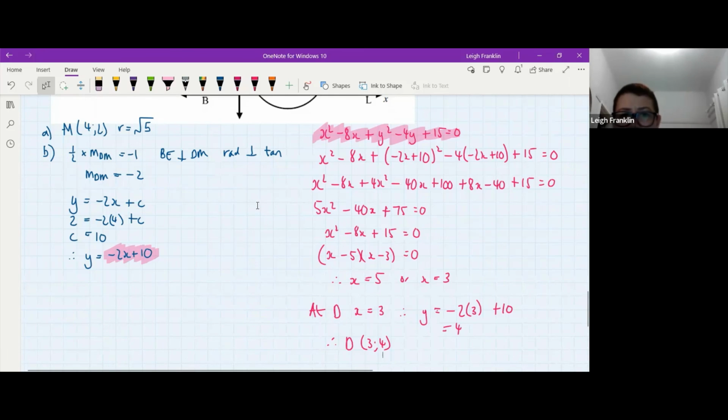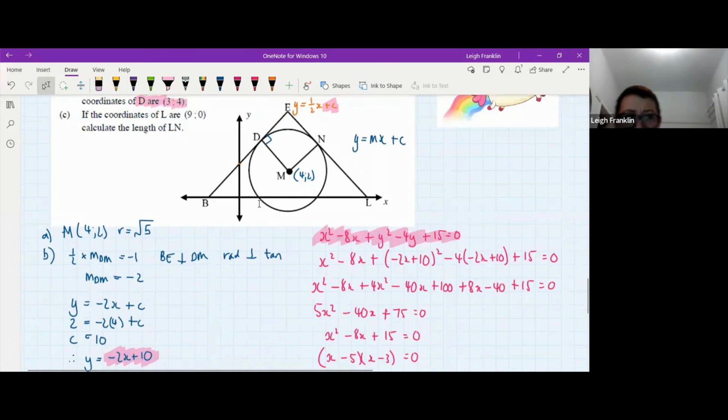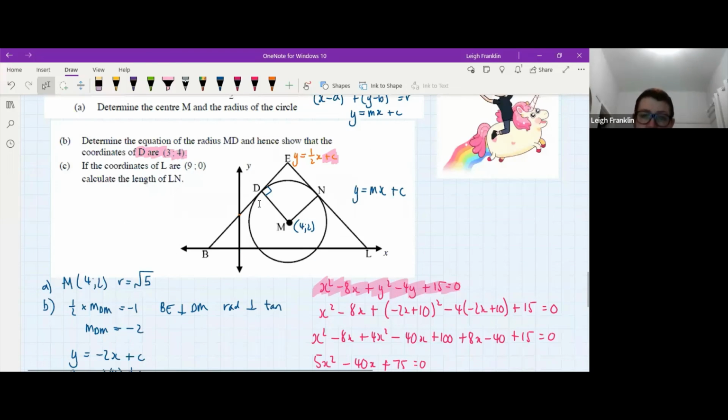Unfortunately, we've now run out of time. What I would like you to do, though, is, and I'm going to give you the answer to this, you can try it yourself as well. The coordinates at L are 9 and 0. They tell us this later on, and then they want us to calculate the length of LN. So I'm going to write here for you that LN is root 24. That's the answer. Okay, and I'm going to let you figure out how we're going to work out LN. Hint, hint, hint, what we were talking about earlier this lesson.